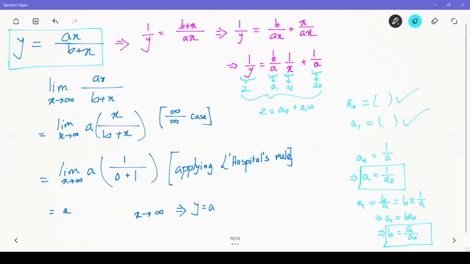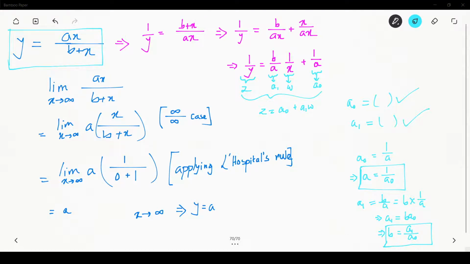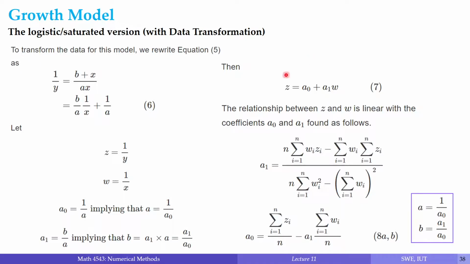So now that we know how to linearize the logistic growth model, let's see how we can apply it to an example. Okay, we are back to our presentation. Let's say you have an example where a set of x values and a set of y values are given, and you are asked to fit the logistic version of the growth model through the data in order to form a regression curve. Simply, you can find the corresponding zi and wi values by transforming the data according to these two relationships.